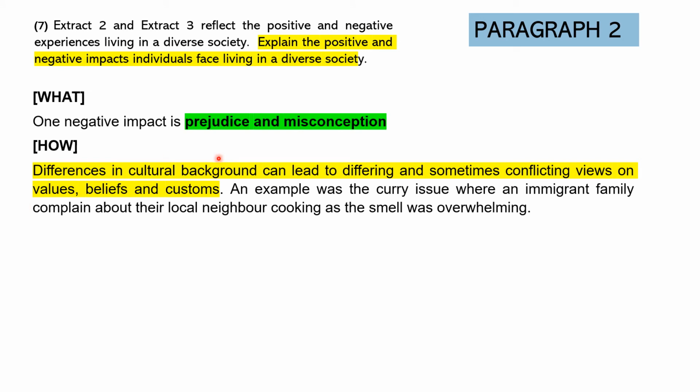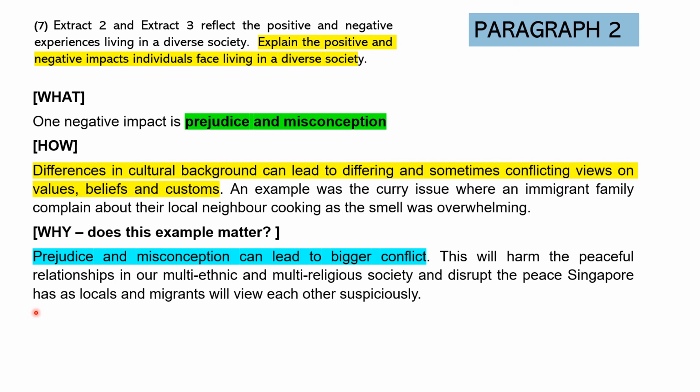Now, how does prejudice and misconception affect people, affect Singapore itself? It can lead to a bigger conflict. It can lead to a very harmful relationship. All right. It can also lead to the disruption in the peace, that locals and migrants will always continue to view each other very suspiciously. All right. So having 2 paragraphs of this particular question will get you the highest level, which is 8 marks.